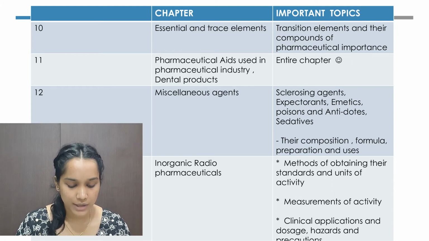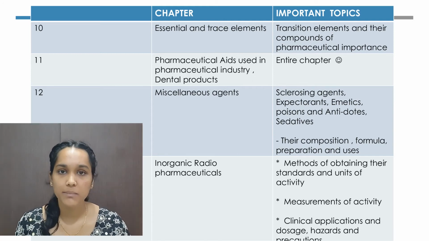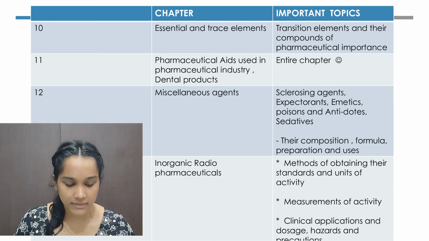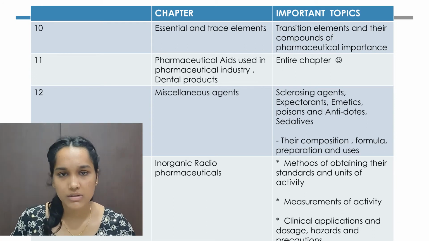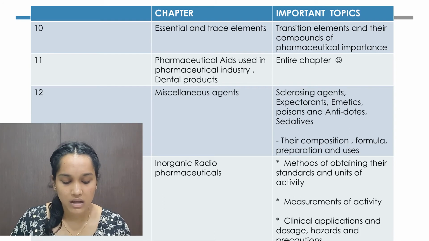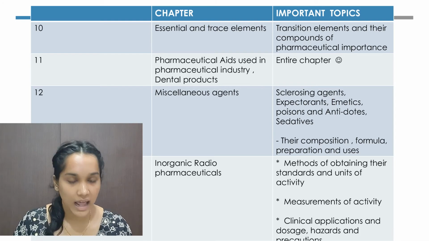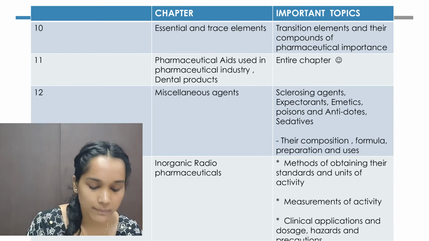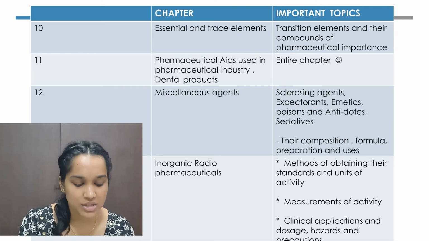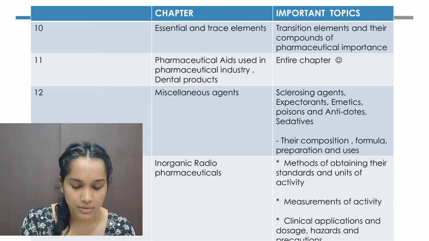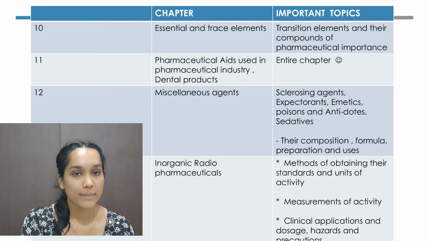Then we have inorganic radiopharmaceuticals. Here nuclear radiopharmaceutical reaction nomenclature is not that important, but you should know how it is done. Methods of obtaining the standard units of reactivity. There are loads of standard units of reactivity which you should be knowing. Then how is measurement taken of the radiopharmaceutical activity, clinical application and dosage, then hazard precaution. These 4 topics are important, that is clinical applications and dosage, hazards and precautions in inorganic radiopharmaceuticals. Also you should be knowing about nuclear radiopharmaceuticals and nomenclature.